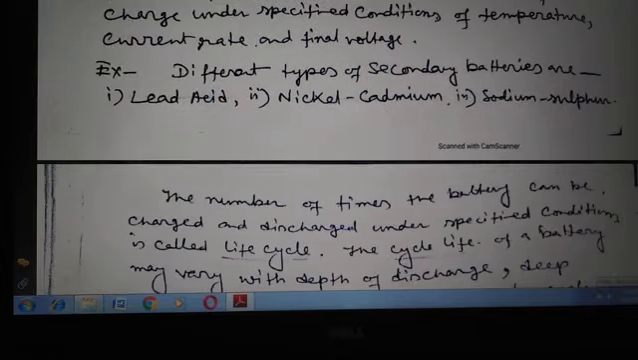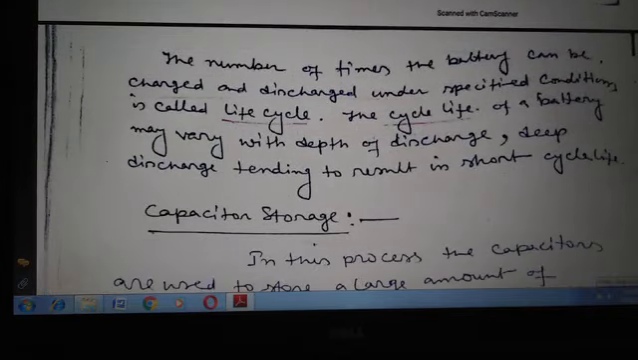Now, the number of times the battery can be charged and discharged under specified condition is called the life cycle of the battery. The life cycle of a battery may vary with depth of discharge, deep discharge tends to result in short cycle of life.